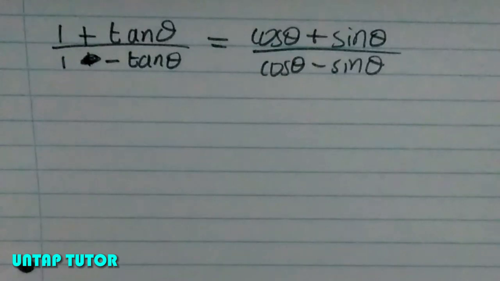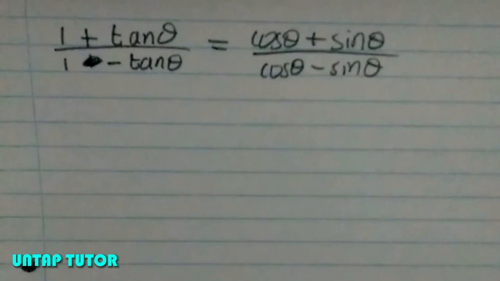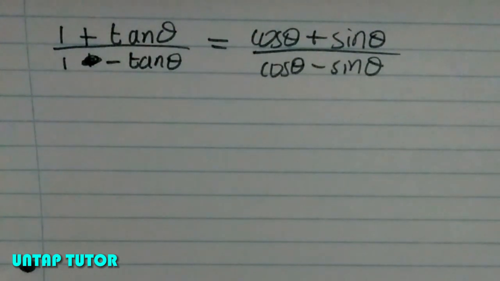Hi, I'm going to show you how to prove this identity, which you can find on your grade 11 and grade 12 paper. So your original question was (1 plus tan theta) over (1 minus tan theta) is equal to (cos theta plus sin theta) over (cos theta minus sin theta). So they asked you to prove this identity.